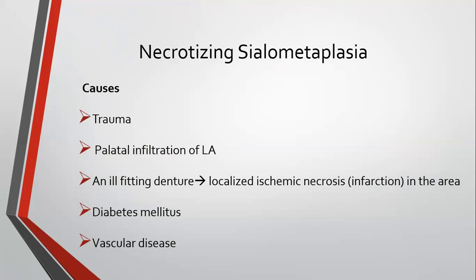The causes could be trauma, palatal infiltration of local anesthesia, or an ill-fitting denture, which may lead to necrotizing sialometaplasia, with localized ischemic necrosis and infarction in the area. There could also be diabetes mellitus or vascular disease. So the common causes include trauma, palatal infiltration of local anesthesia, an ill-fitting denture, diabetes mellitus, or vascular diseases. These are some of the common causes of necrotizing sialometaplasia.